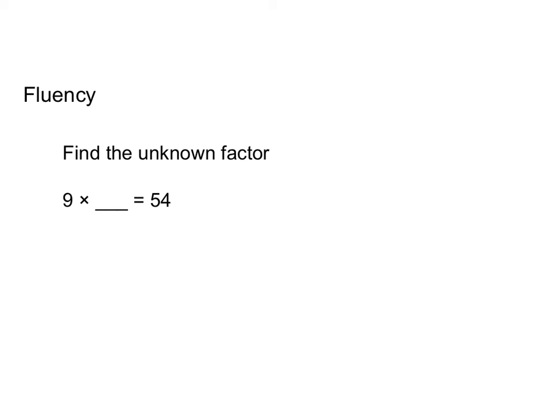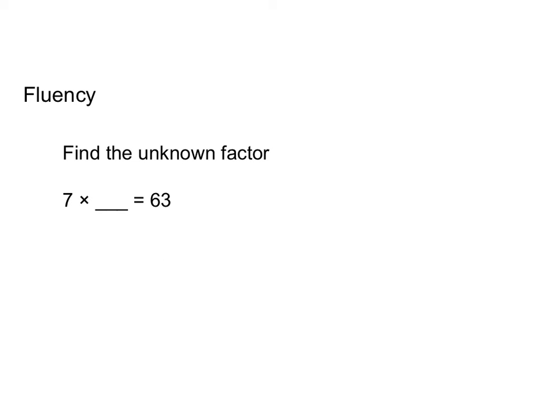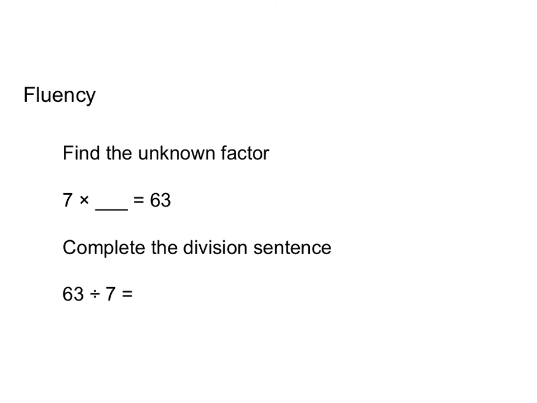So 9 times what is equal to 54? So our factor here is 9 times 6 is equal to 54. So 9 times 6 is 54, then 54 divided by 9 is going to be equal to 6. Our unknown factor here, 7 times what factor is equal to 63? You should have written 9. 7 times 9 is 63. Therefore, 63 divided by 7 is equal to 9.